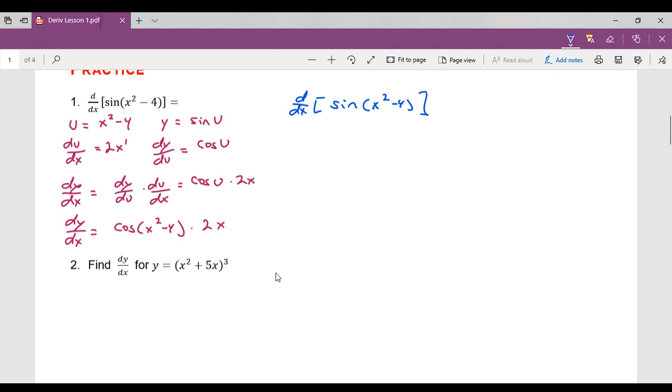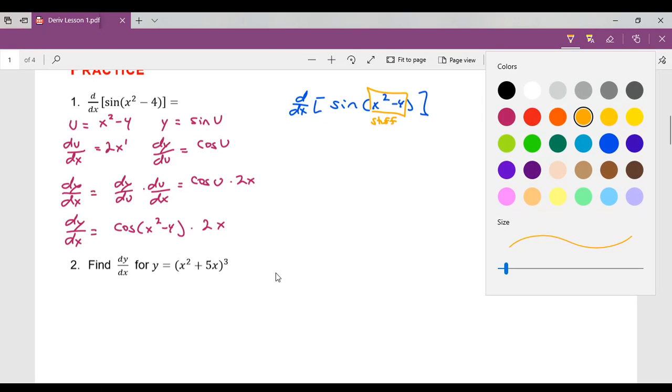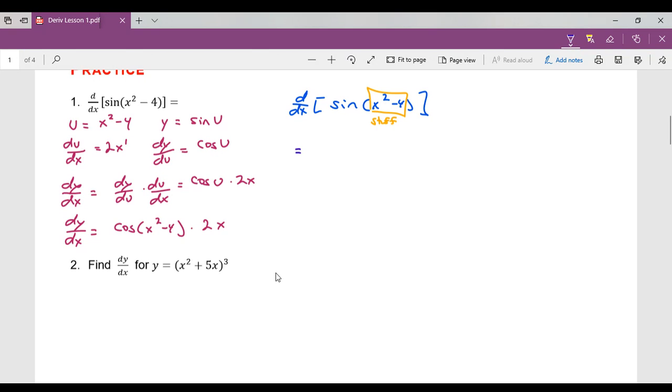But this is what I'm going to do. When I see this composition, I'm going to view this as sine of stuff. So what is the derivative of sine of stuff? Well, watch how this works. The derivative of sine of x is cosine x. So then the derivative of sine of stuff would be cosine of stuff. Notice I'm writing the stuff. I'm not mutilating it. I'm not changing it. It'd be cosine of stuff, but then times the derivative of stuff. So in other words, times the derivative of that innermost function. And that would be my answer.